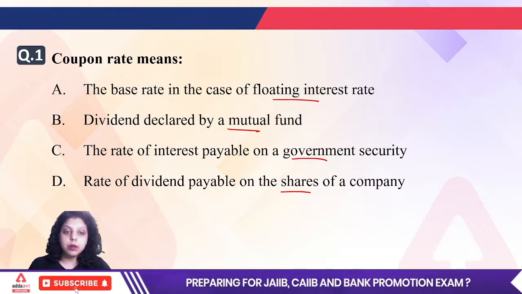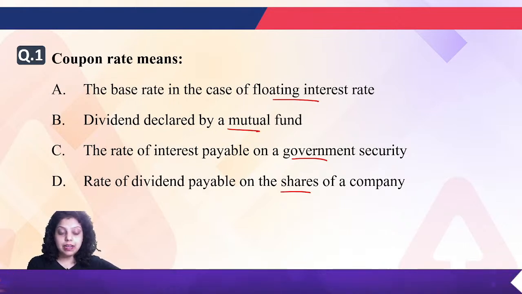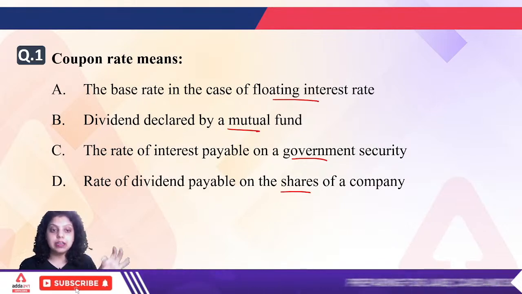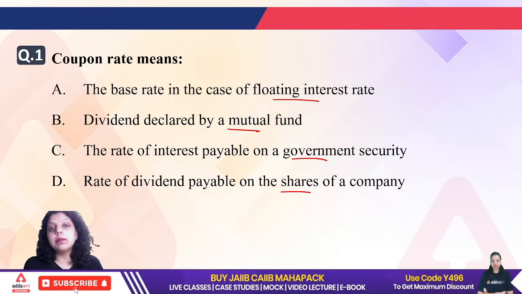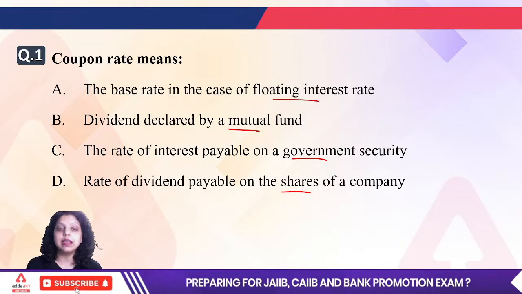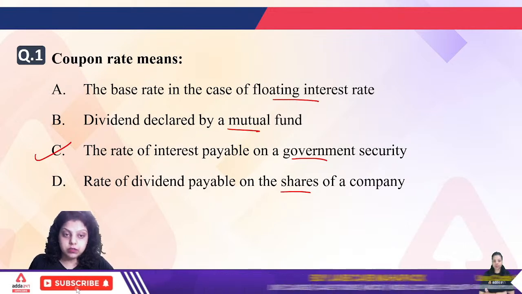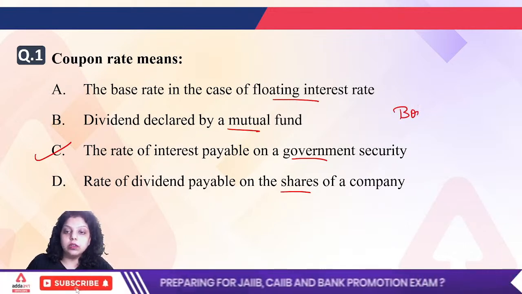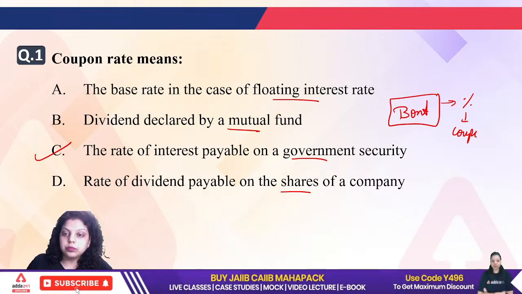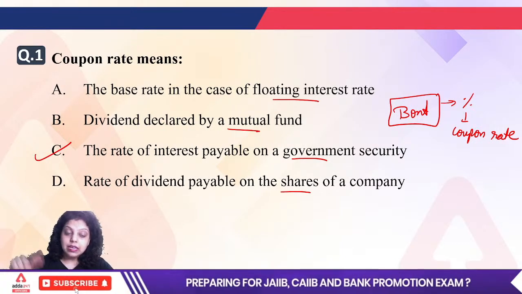Whenever we are talking about the coupon rate, it can't be the floating interest rate, because coupon rate is similar to the interest rate, but it is another name given for a particular sector. The dividends declared by mutual funds are not your coupon rate. The rate of interest payable on shares of a company is known as dividend. So the right answer will be the rate of interest payable on government securities. Whenever we are issuing bonds, in the context of a bond, the interest rate is defined as the coupon rate. So the rate of interest paid by the government on bonds is known as the coupon rate.